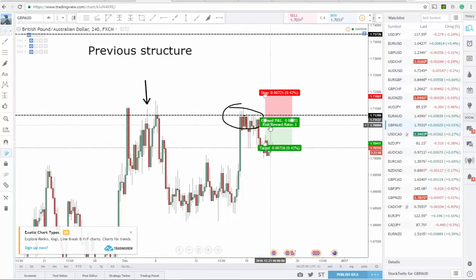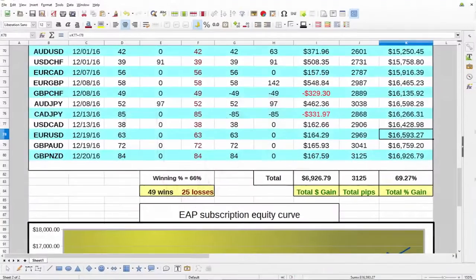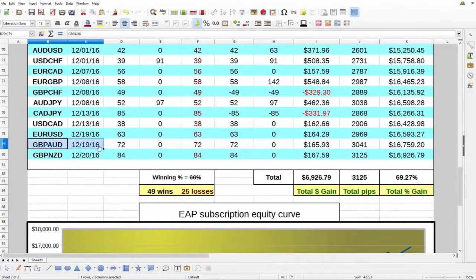The market did in fact drop and give us a 72 pip win on our first target on this trade. And if we head over to the spreadsheet for the EAP, you can see the pound Aussie trade here, also on 12/19. We had a 72 pip first target with 0 on our second target, bringing us from a 65% return to a 67.5. Now back to the chart for our last trade of this week.